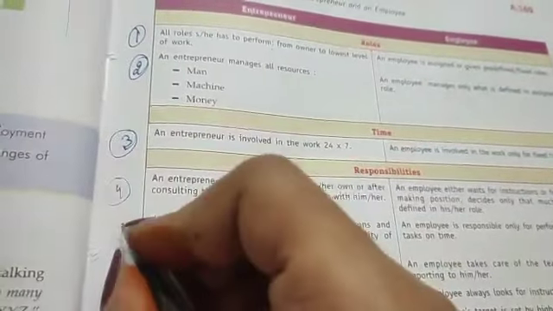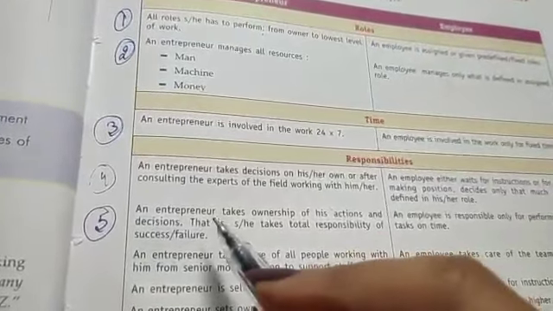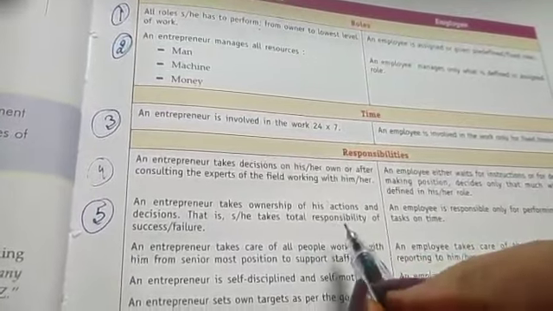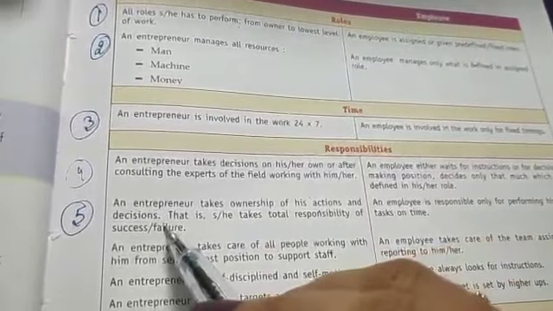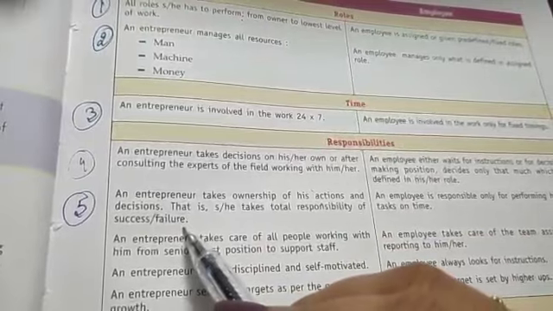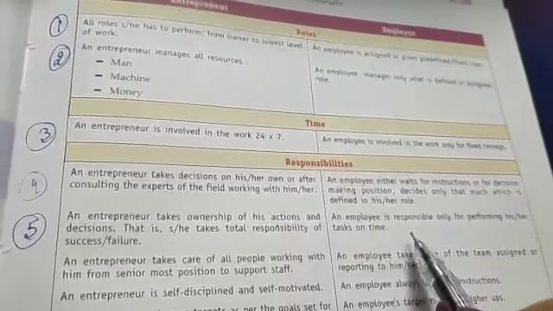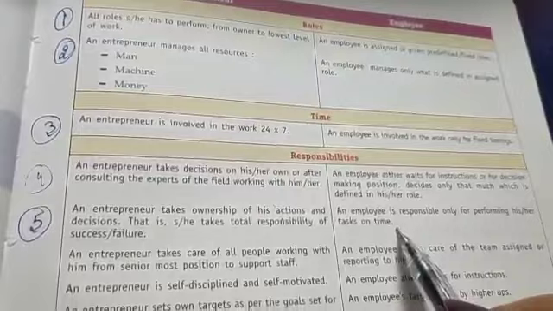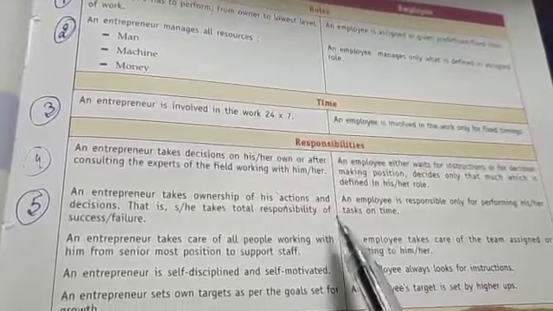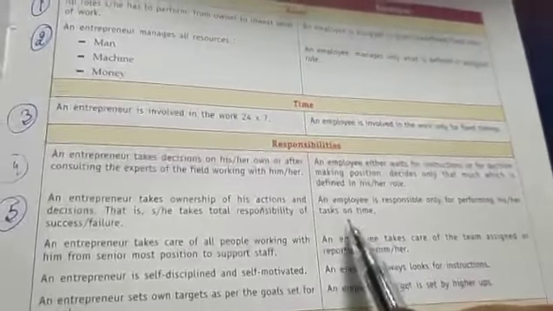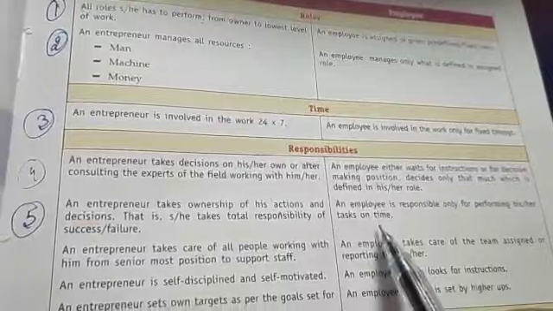Now, the fifth point: the entrepreneur takes ownership of his actions. Whatever actions and decisions the entrepreneur takes, he or she has the responsibility for the success as well as the failure, based on those actions and decisions. But an employee is responsible only for performing his task on time. He is not taking any decision or action, and he will not be responsible for the success or failure. But he will help his boss to make the business grow in an organization.